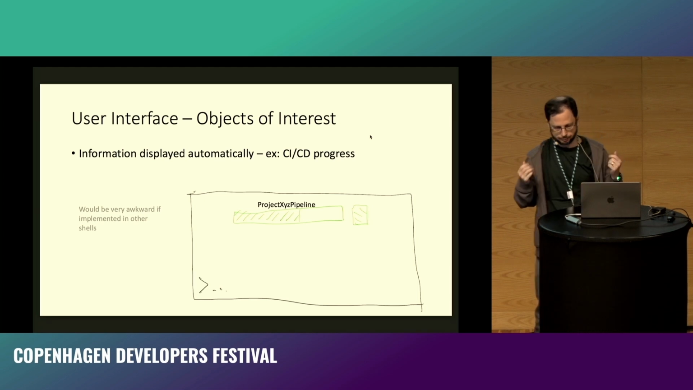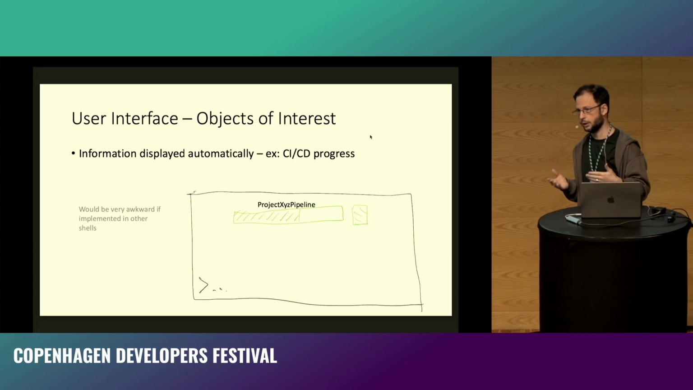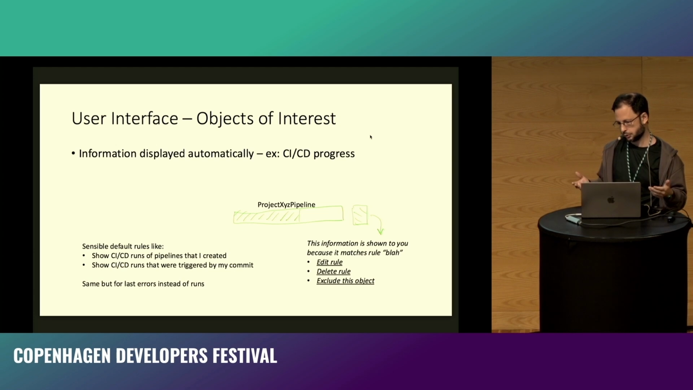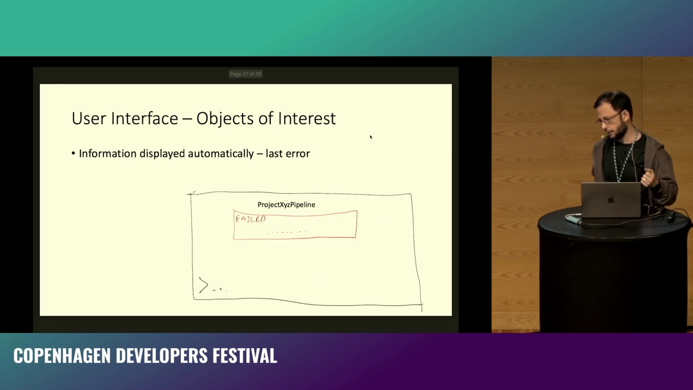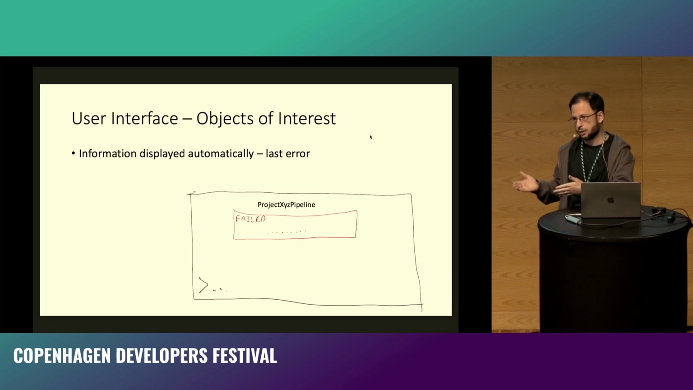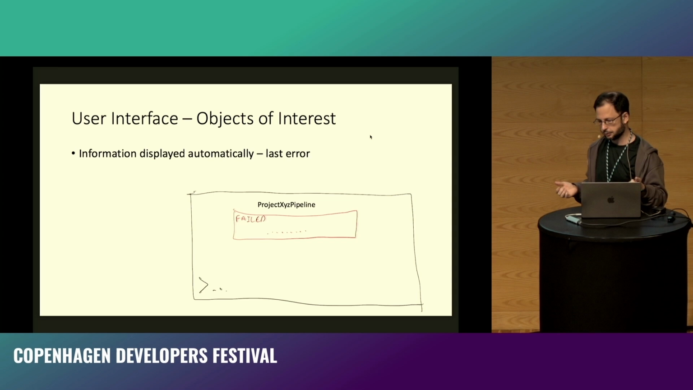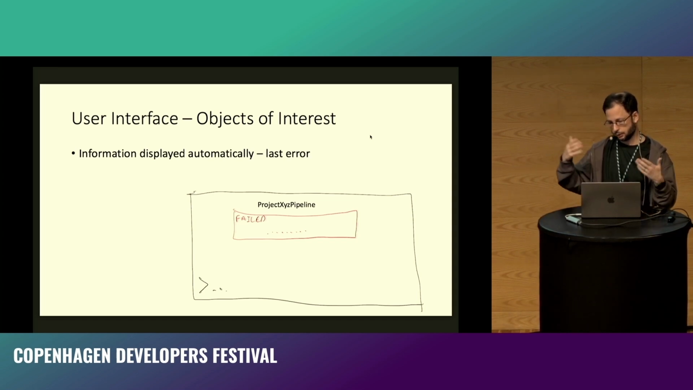Another interesting concept of such a UI would be objects of interest. For example, if you have created a CI/CD pipeline, it makes sense that you would like to know when it's running. Or if the rules were wrong that decided that this object is an object of interest, you modify the rules. Another use case would be if, for example, you have a CI/CD pipeline which just failed, and you start your shell, maybe you want to investigate what happened. So objects of interest in failed state would be automatically shown when you start the shell.